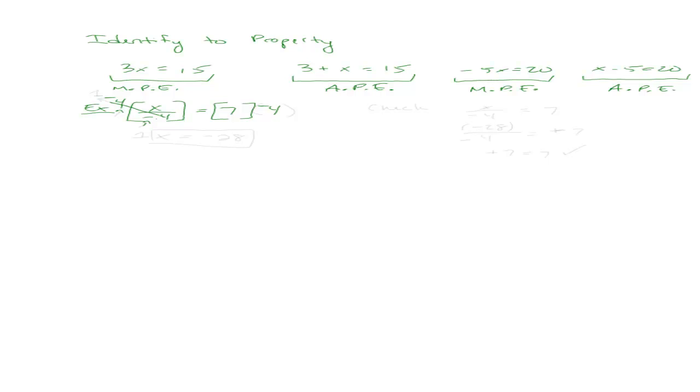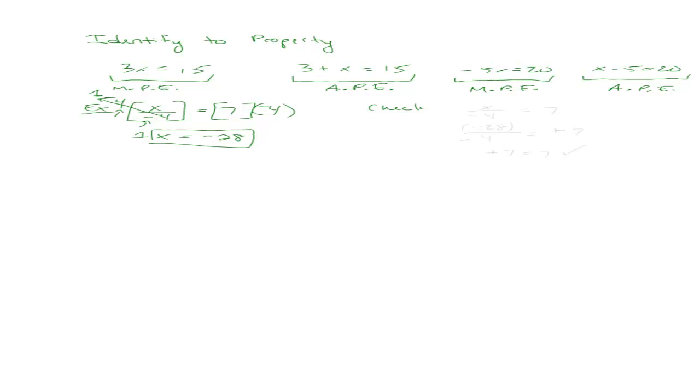And I'm going to make it a negative 4 so that when I take this negative 4 divided by this other negative 4, they cancel out to be just 1. So I am left with a 1x equals negative 28. So my answer is negative 28.